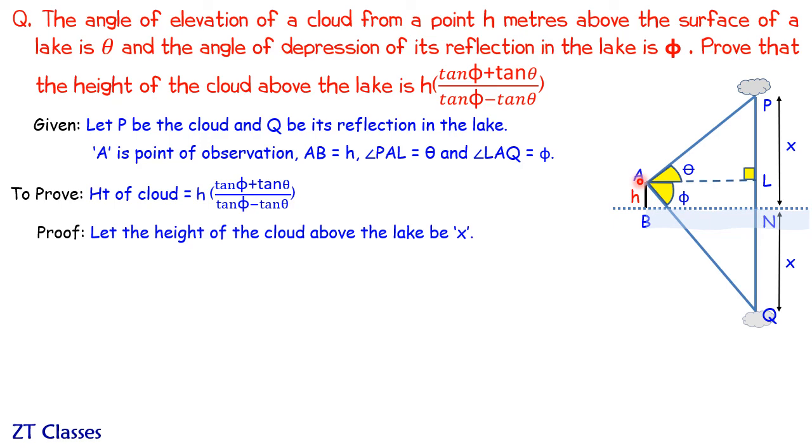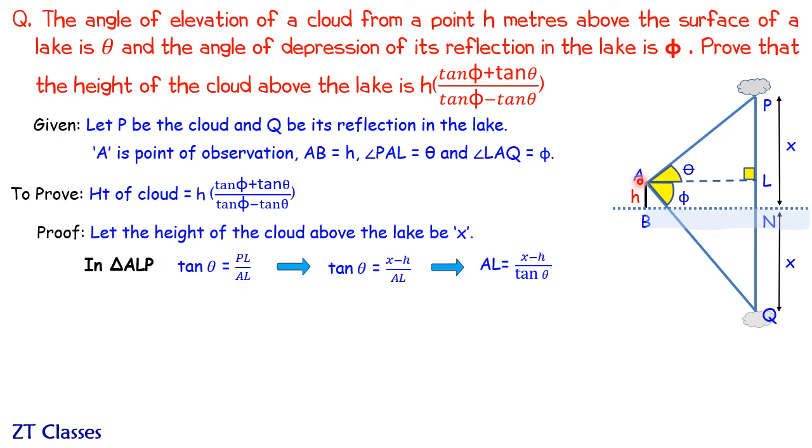So let's take our first triangle. The first triangle we are taking is triangle ALP. We'll use tan theta. Tan theta is perpendicular upon base. Here the value of PL is x minus h, so we'll put that value. We'll get tan theta is x minus h upon AL. Let's find the value of AL from this. So AL is coming as (x minus h) upon tan theta.